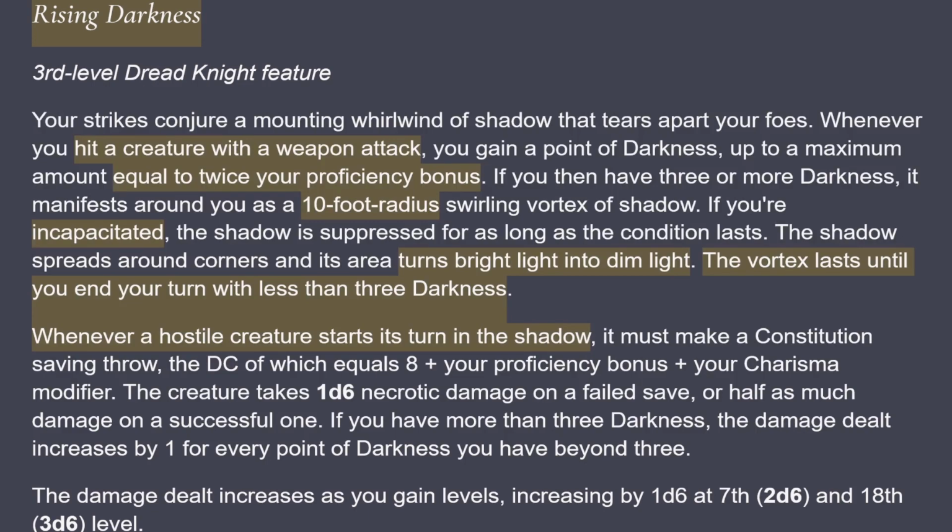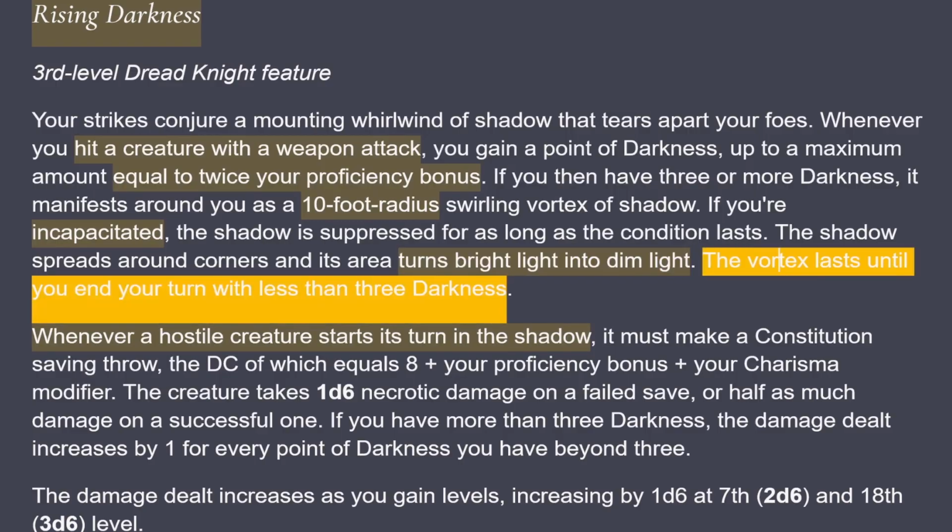And here I was mentioning before, the shadow spreads around corners and its area turns bright light into dim light. So you're going to be constantly in dim light, which is why dark vision is a must and was included earlier. And then this vortex lasts until you end your turn with less than 3 darkness points. The thing is, until you're level 7, the subclass doesn't give you really any way to spend darkness points you've accumulated, so theoretically you're going to get up to 4 or even 6 at level 5 and just have that until you're level 7 where you're going to get some features that let you spend them.